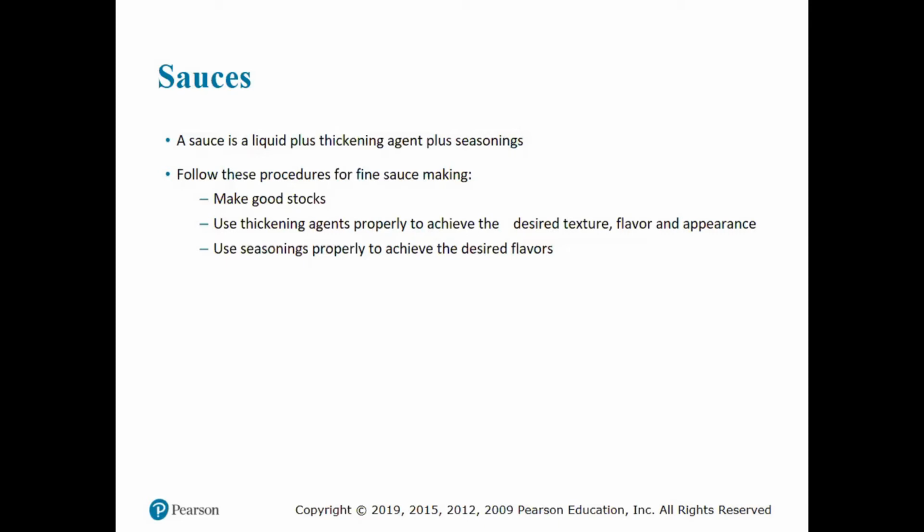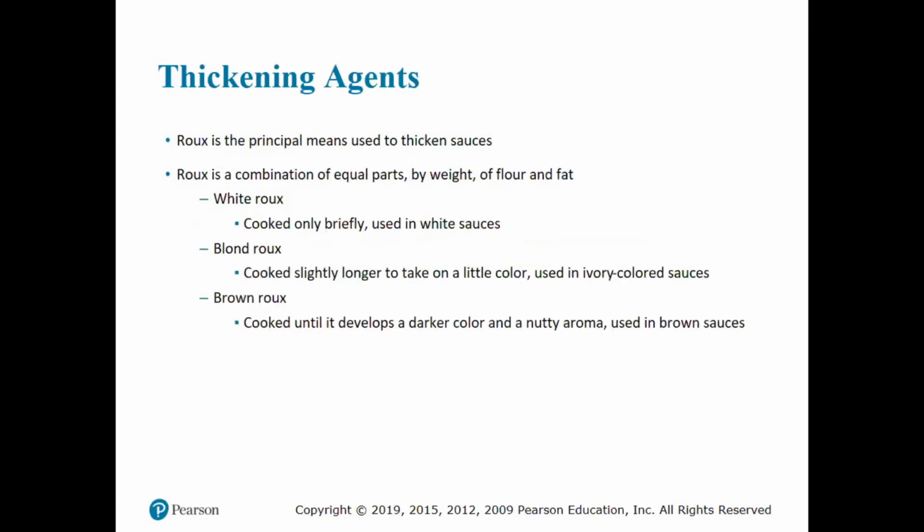So what is a sauce? A sauce, by definition, is a liquid plus a thickening agent plus flavors and seasonings. So when you're making a sauce, there are some basic things to take into consideration. First, use a good base. Make sure you start with good stock. Use the thickening agent correctly and properly so you get the right texture, flavor, and appearance. And then use your seasonings properly to bring out the flavors that you want. Don't over-season especially. The most common thickening agent is what's called roux, R-O-U-X.